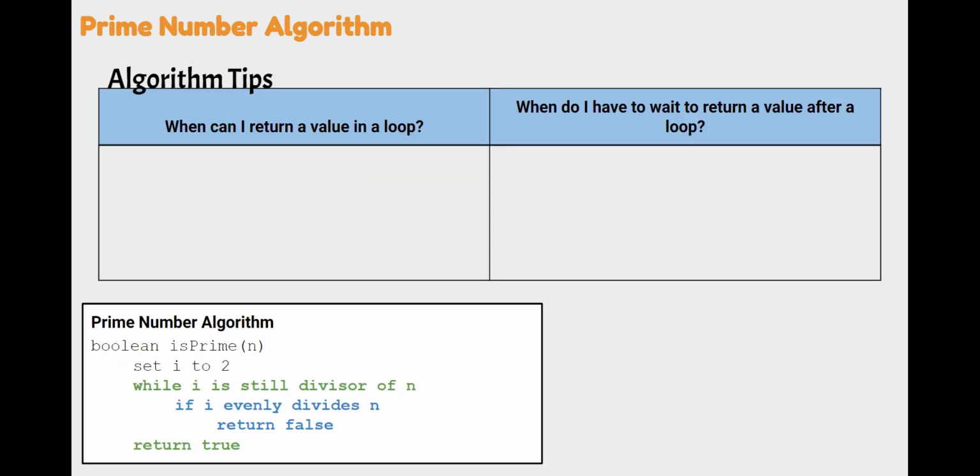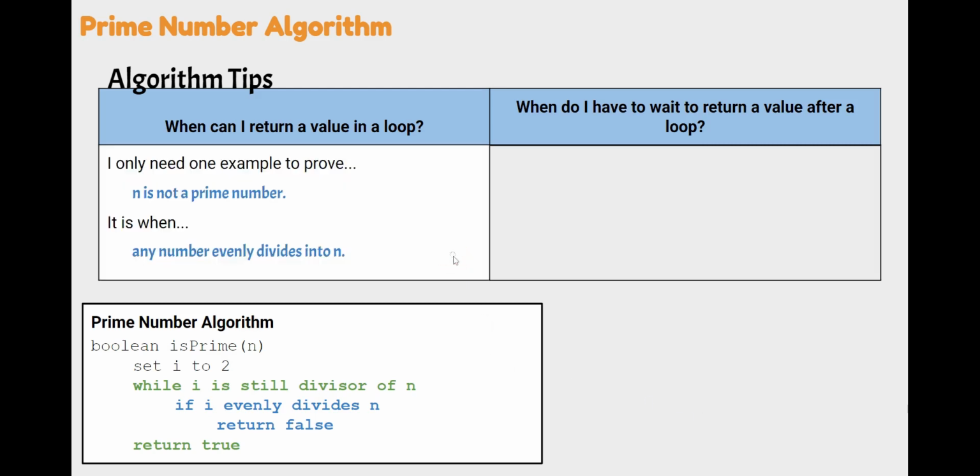Here we have some algorithm tips that will apply to a lot of these algorithms that we are going to write with loops, not necessarily all of them, but we have to determine when can I return a value inside of a loop and when do I have to wait to return a value after the loop. We have a template that we can use to help us to determine if we can return a value inside of a loop. You just need to complete these statements.